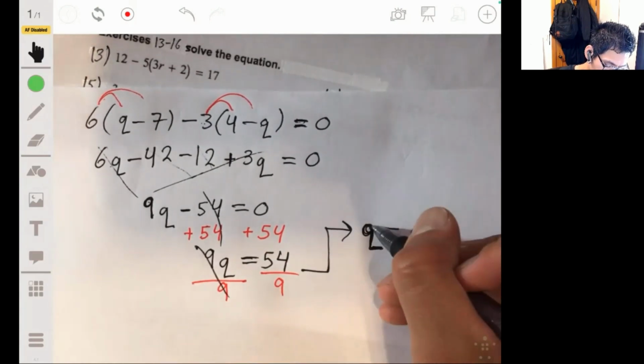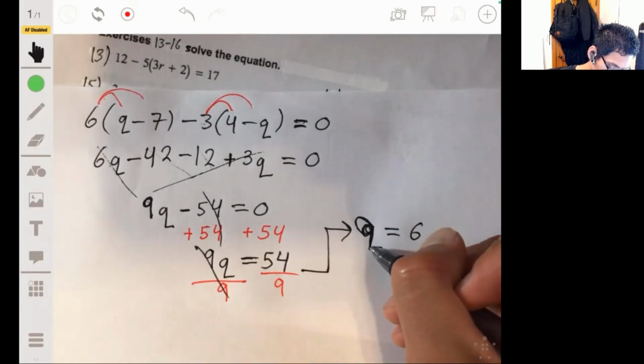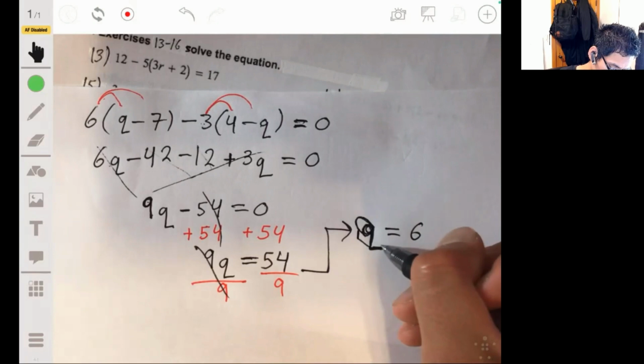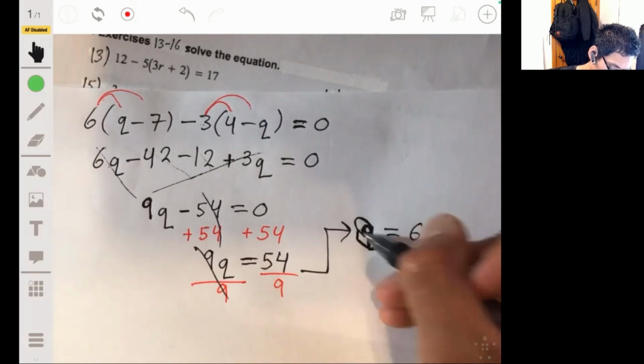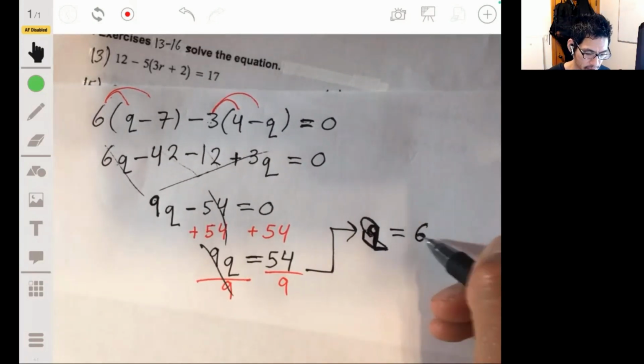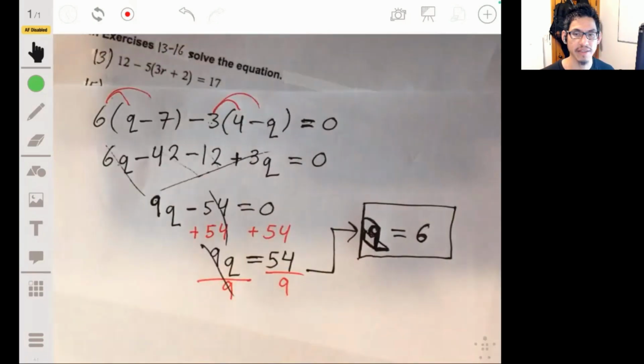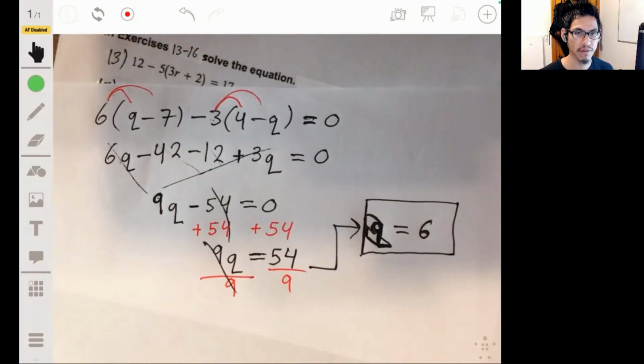Nice. I'm trying to see if I can change this into another dimension. Didn't work out. It doesn't look that good. Q equals 6, guys. That's what it's supposed to say. Sorry if that was more confusing. I did not intend that to be, but Q equals 6.